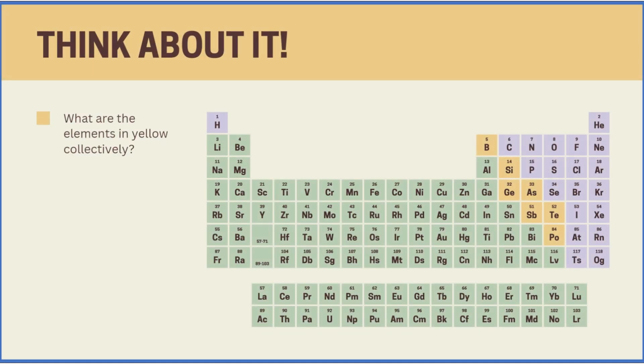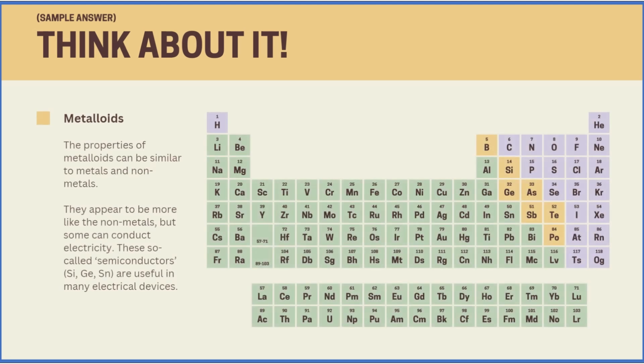Okay, think about it. What are the elements in yellow collectively now? We know the green part is the metal, purple color is the non-metal. What are the elements in this yellow color? Okay, let's see. So these are the metalloids. Okay, what is a metalloid?